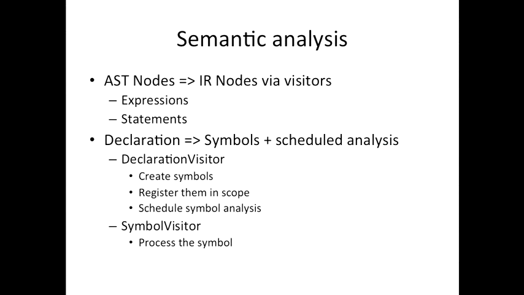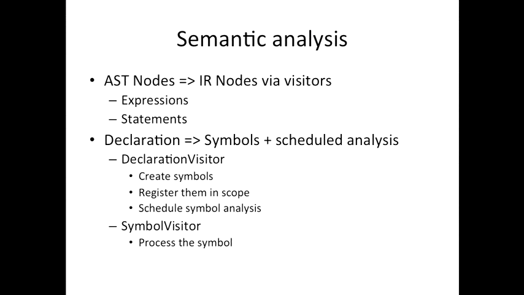So all the declarations are transformed to symbols. Basically, the declaration is the AST node for a declaration, and the symbol is the IR node for a symbol. And declarations will be transformed into symbols during the semantic analysis. So the first step is the declaration visitor. It takes declarations, it creates symbols from them, registers them into the scope. It does some magic around compile time features, and it registers them in the scheduler.